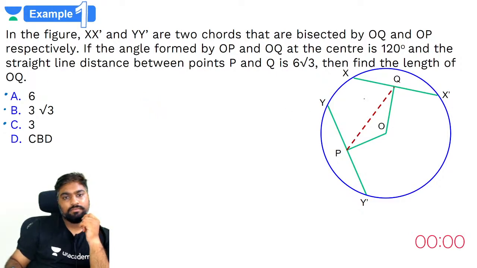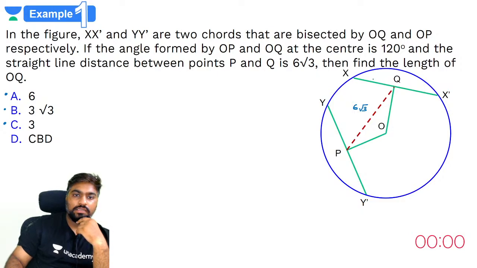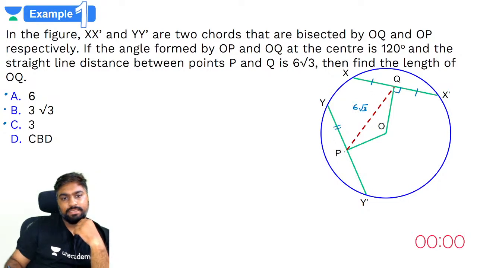Okay, look at this. PQ is 6√3. This gets bisected, that means this is perpendicular. This also gets bisected, which makes this perpendicular. Yes, this angle is 120 degrees.